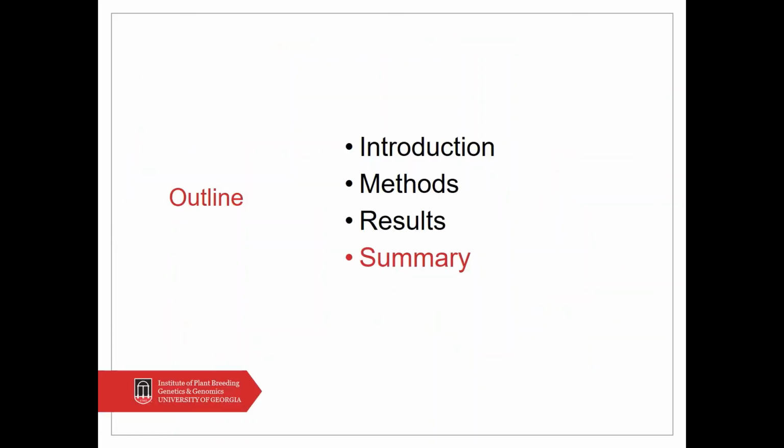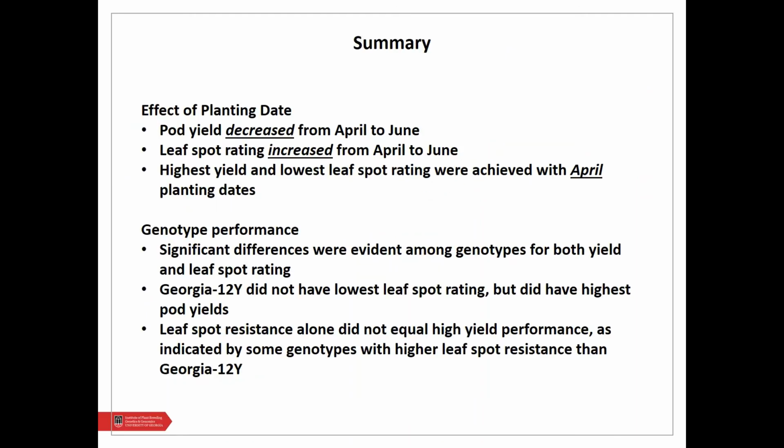And that brings me to the summary. So the effective planting date was significant. Pod yields decreased from April to June. Leaf spot ratings increased from April to June. And the highest yield and lowest leaf spot ratings were achieved with April planting dates.